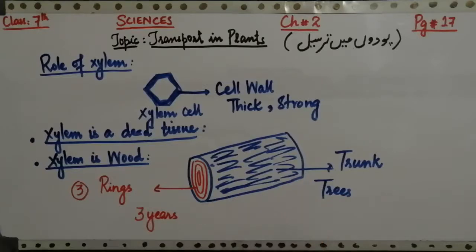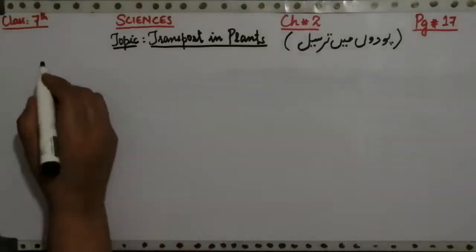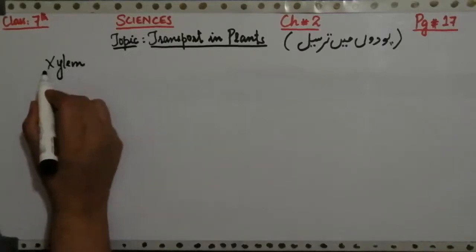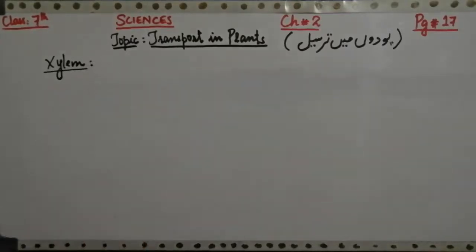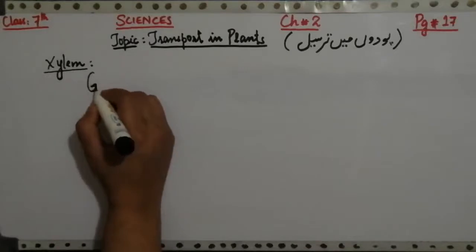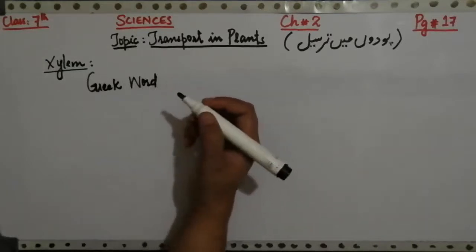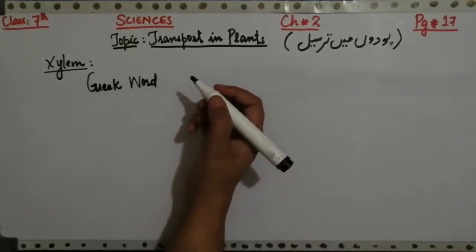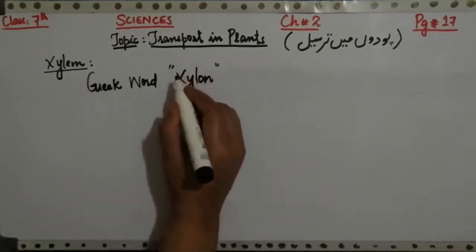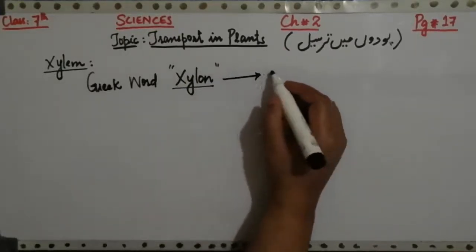Now the question is why xylem is called wood. So you know the meaning of xylem first, to find out the answer why we are calling xylem a wood. So the xylem word actually comes from the Greek word. What is Greek word? यूनानी ज़बान. Greek word means यूनानी ज़बान के लफ्ज़ xylon से लिया गया है. Xylem is derived from the Greek word xylon. And what is the meaning of xylon? Meaning of xylon is wood.